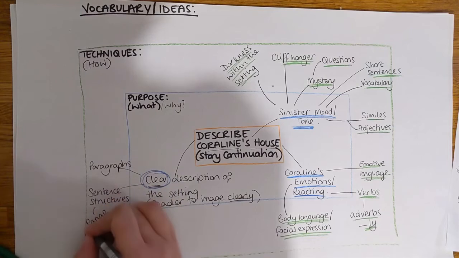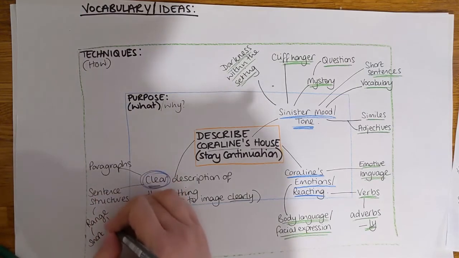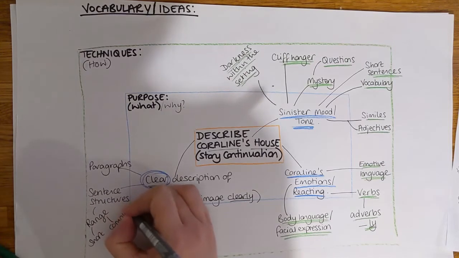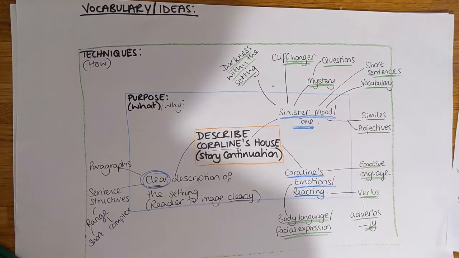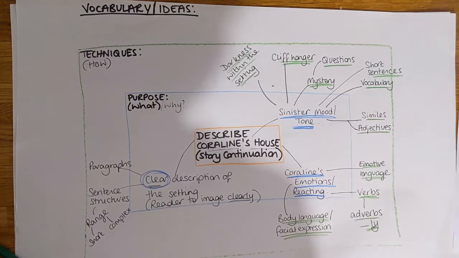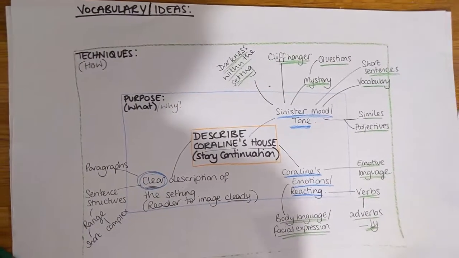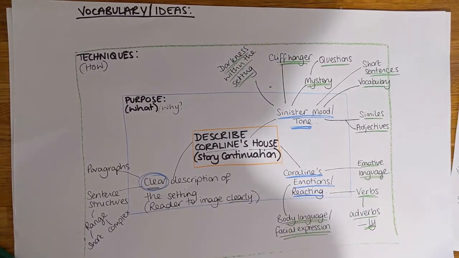Okay, now you might want to vary your sentences. You might want to use short sentences, as we mentioned earlier. You might want to use complex sentences. And it's worth looking back at the chapters that we've read so far to see the way that the author has structured some of his sentences. And you might want to copy that style. I'll just move this a bit so you can see. What else can you use?